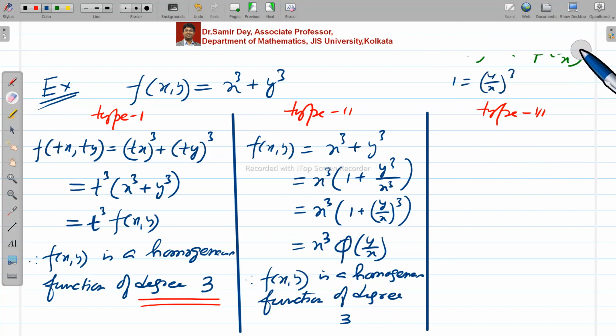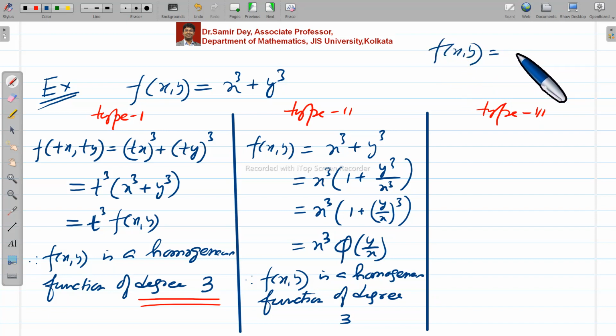Third one is f(x,y) equals x to the power n, y to the power n.